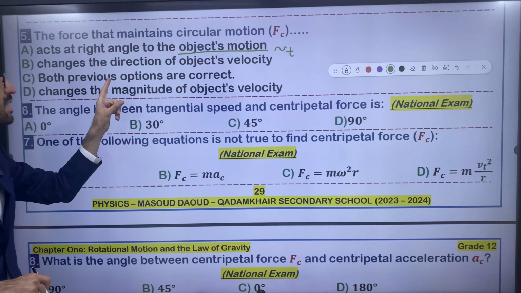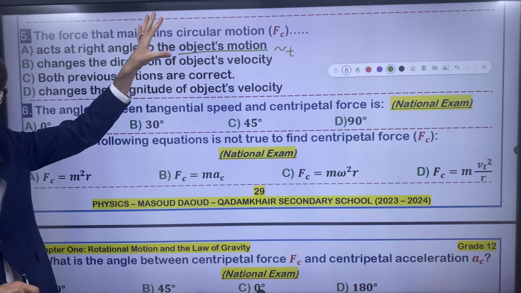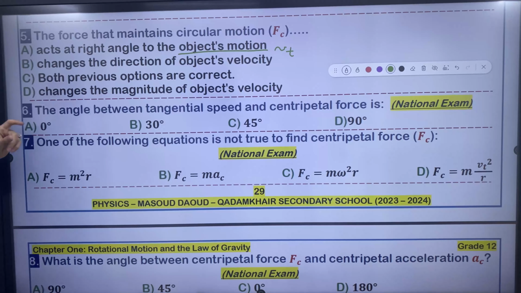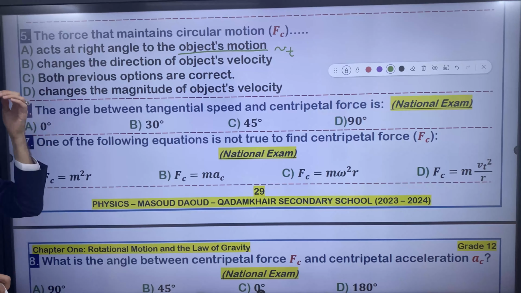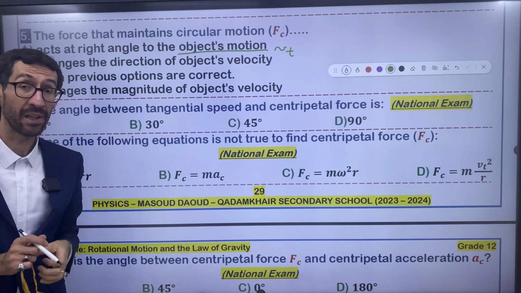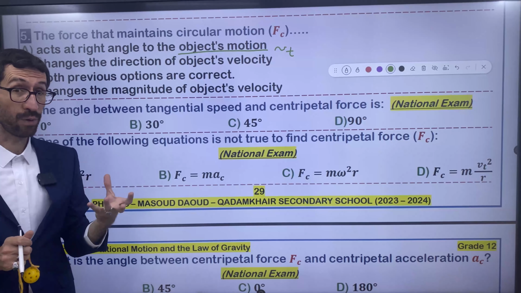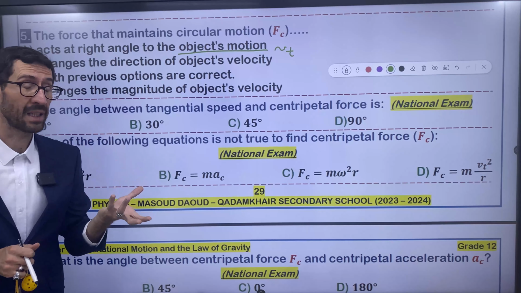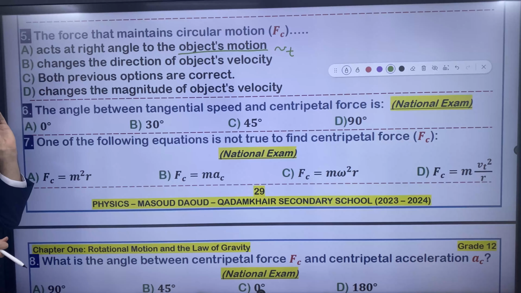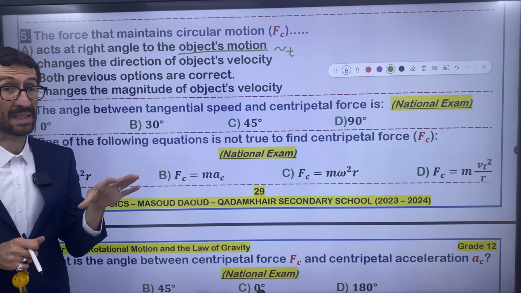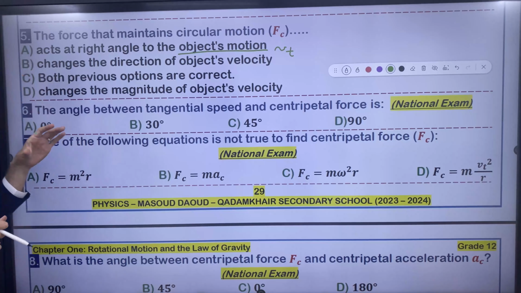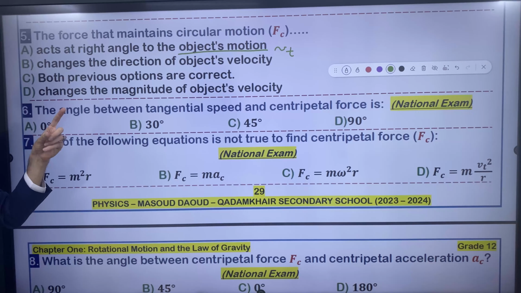C, both previous options are correct. Of course, we accept these options, but don't hurry. I want you to be careful. I want you to be calm, and I suggest you read all options. So right now I'm sure C is true, but I won't hurry. I'm going to read the last one, then I decide, right?